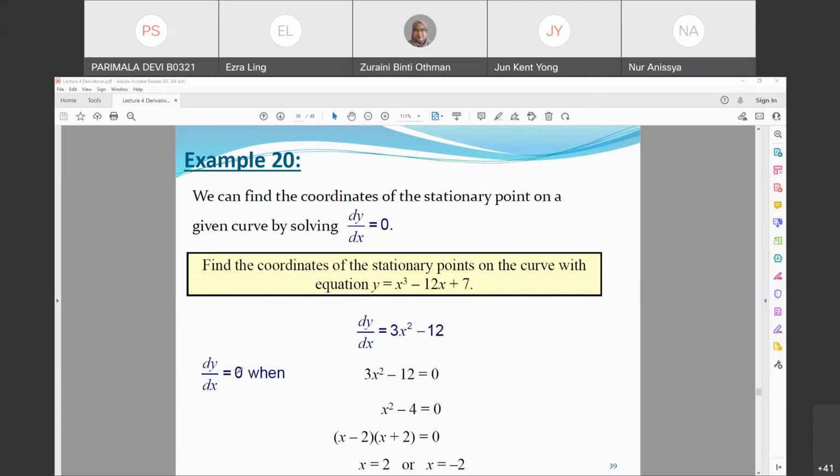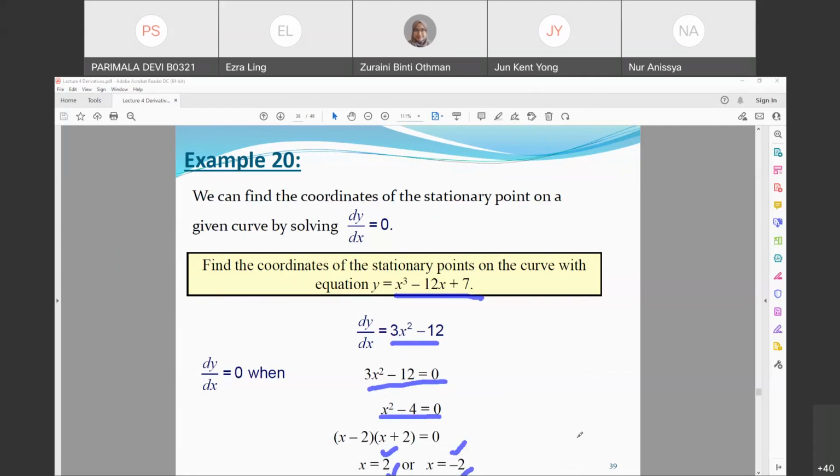So sekarang kita cari first derivative untuk ni, kita dapat ni. And samakan dia dengan kosong. So kita nak tahu titik apa yang dia ada stationary point. So kita tahu dia dah ada stationary point pada titik 2 dan negatif 2 by solving this equation. Ada dua titik kita kena consider now.